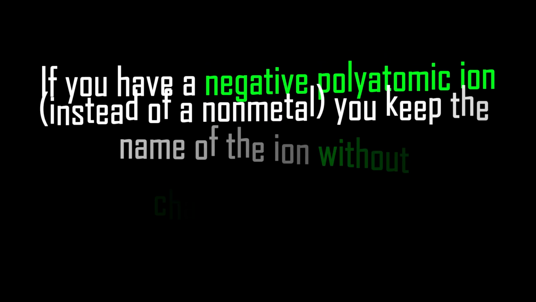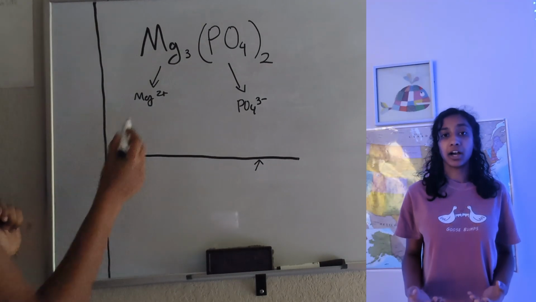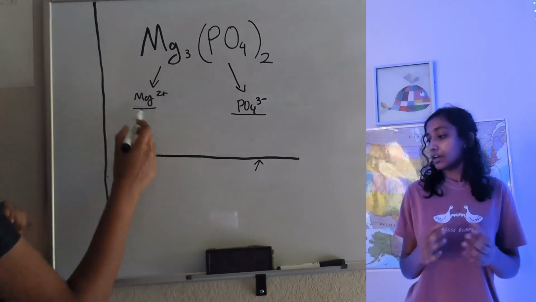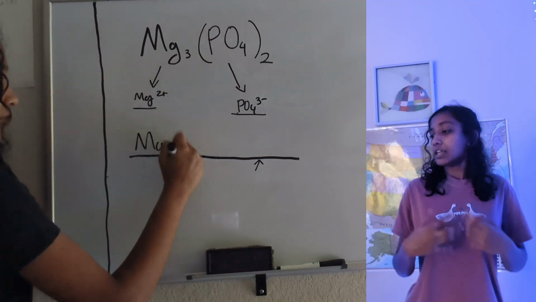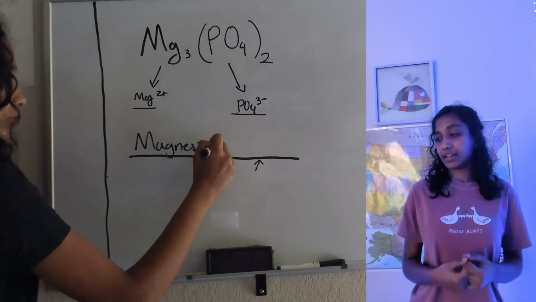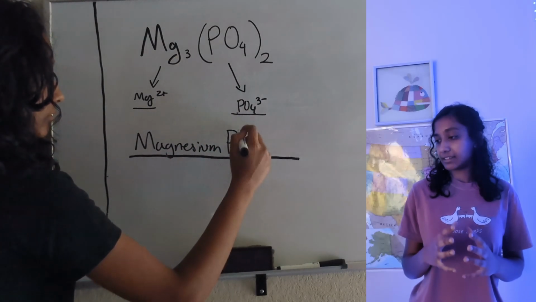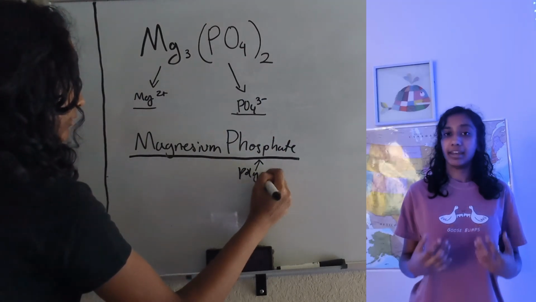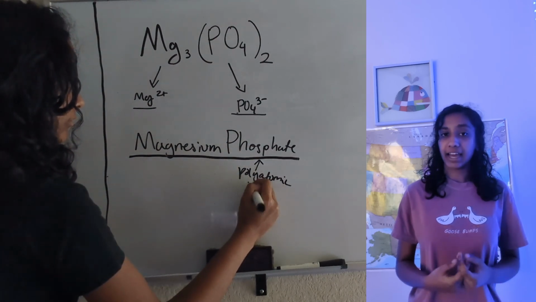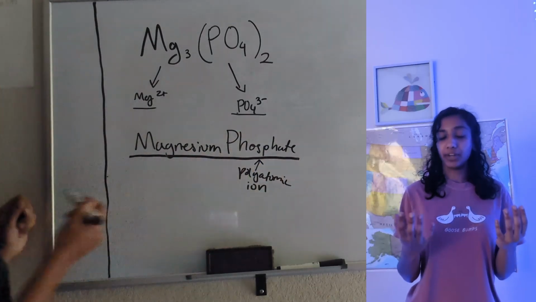If you have a negative polyatomic ion instead of a nonmetal, you keep the name of the ion without changing anything. For example, if you had an ionic compound with magnesium and phosphate, which has a magnesium 2+ ion and a PO4 3- ion, you would put the metal's name first. In this case, it's magnesium. Then you would put the negative ion's name last, writing out phosphate. Since phosphate is a polyatomic ion and not a nonmetal, you would leave the suffix as is. So the entire compound's name would be magnesium phosphate.